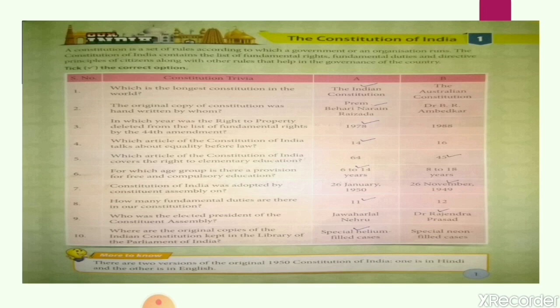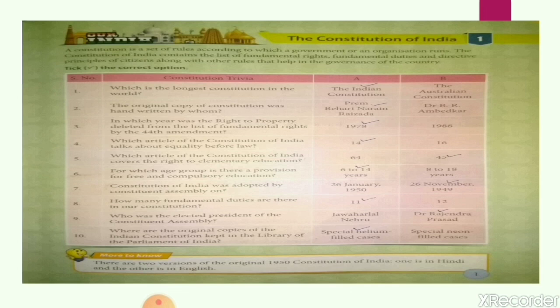The fourth question is, which article of the Constitution of India talks about equality before law? The two options are Article 14 and Article 16. Article 14 of the Constitution of India reads as under: the state shall not deny to any person equality before the law or equal protection of the laws within the territory of India. So Article 14 of the Constitution of India talks about equality before law.